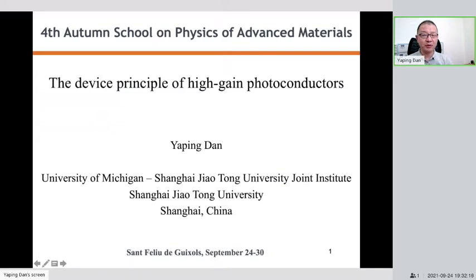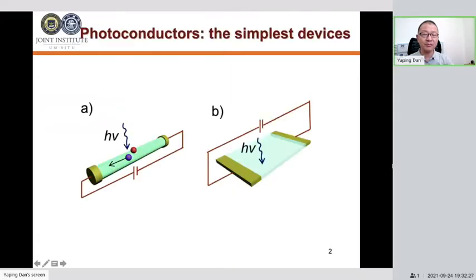Today I'm going to present the device principle of high gain photoconductors. Photoconductors are actually the simplest semiconductor devices. It only has a semiconductor in contact with two metal electrodes, forming something like a resistive device. When you illuminate it with light, electron-hole pairs are generated inside, and then the resistance will decrease, or the conductance will increase. So it can be used as a photodetector.